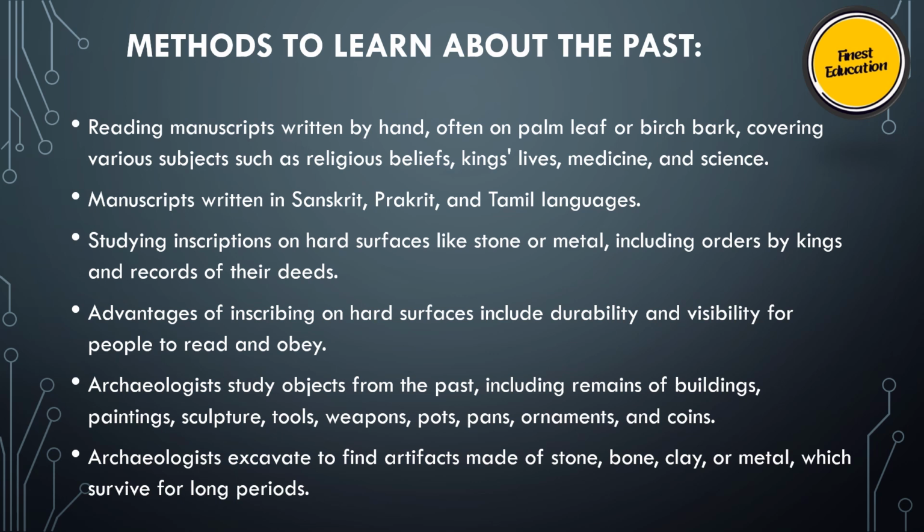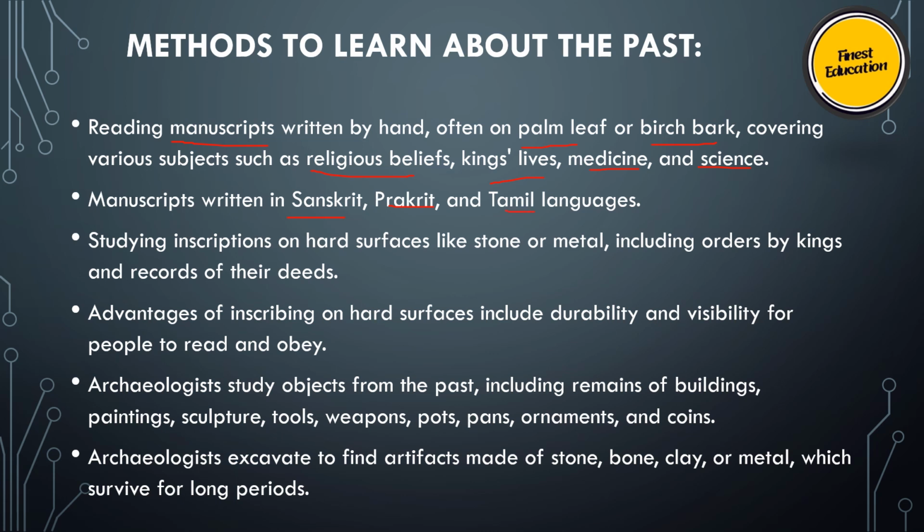The first one is to read the manuscripts. Manuscripts means writing by hand, which is often done on palm leaves and birch bark. Through these manuscripts we come to know about the religious beliefs of the earlier time, how the kings used to live, and we come to know about various fields like medicine and science. These manuscripts were written in different languages like Sanskrit, Prakrit, and Tamil.